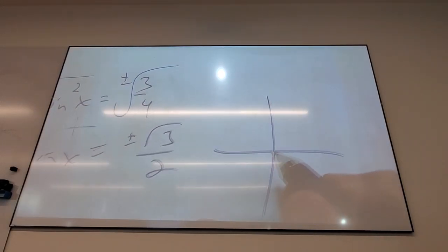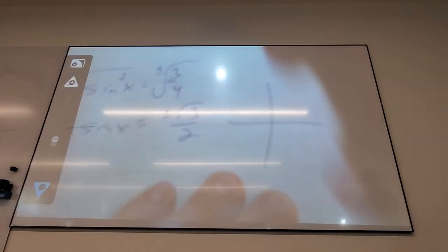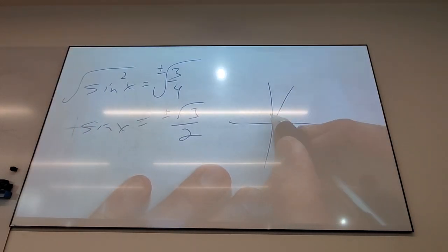Let's see if I can get this on here. Okay, so this will be pi over 3. Where else does it work?